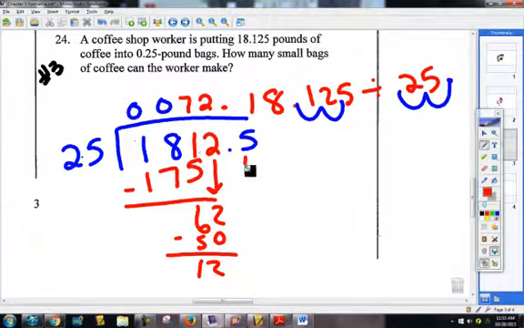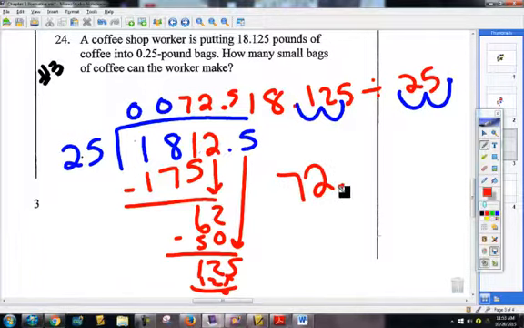Now I bring down my 5. Now 25 goes into that 5 times. I'm going to get 125, and there's my 0. So your answer is 72 and 5 tenths.